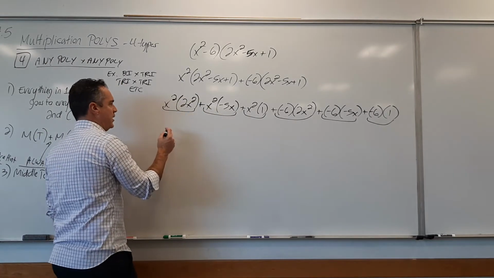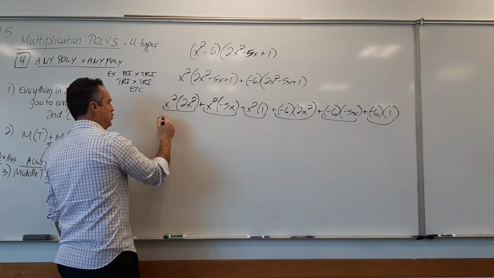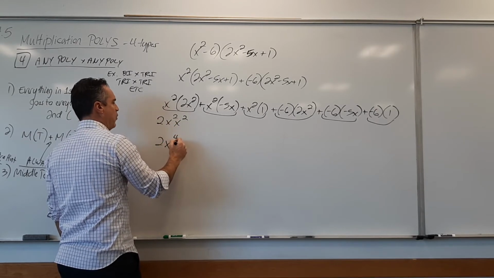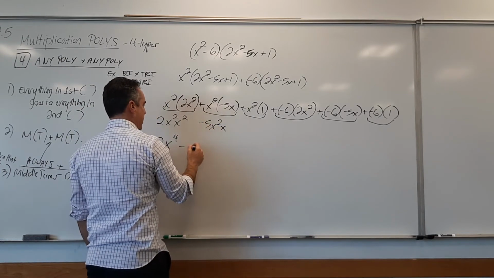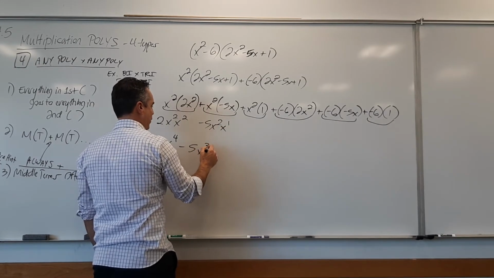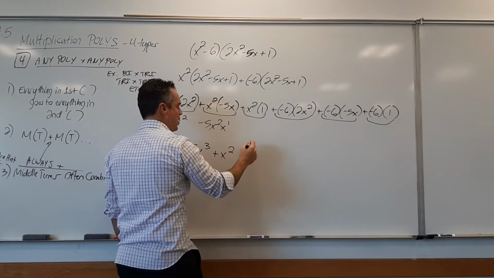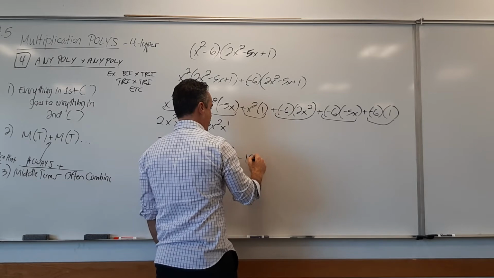X squared times 2x squared, numbers with numbers, right? 2 goes up front, I have x squared and x squared. This ends up being 2x to the 4th. Over here, I have negative 5x squared and x. This ends up being minus 5, x squared, x to the 2, x to the 1, makes x to the 3rd, right? X squared times 1, anything times 1 is itself, so that's plus x squared. We come on down here, we have numbers with numbers, negative 6 and 2, that makes negative 12x squared.